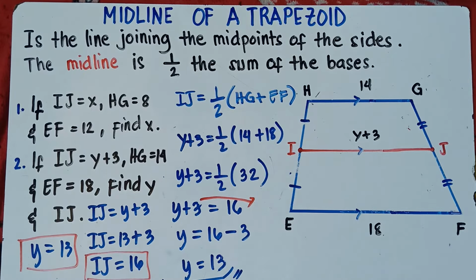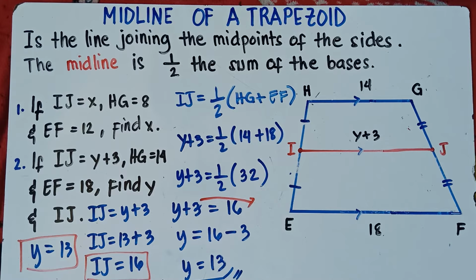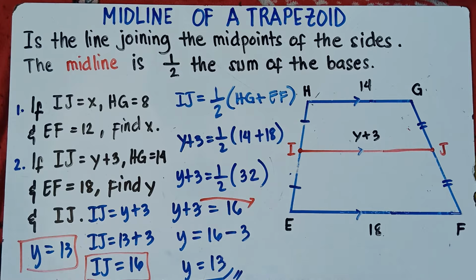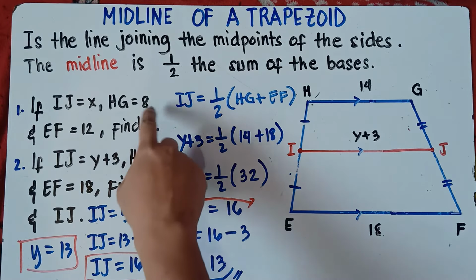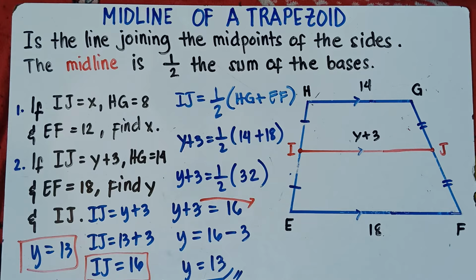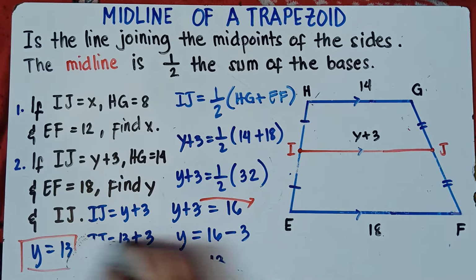Alright, so I hope you understand this one, class. We have 5 examples, class, for you to really understand this one. Let's try number 3, class. More complicated examples. So I hope you understand this one, class. You get this number 1. And so for number 1, a while ago, we get the answer for x. And for number 2, y is 13 and ij is 16. Alright, so let's try number 3.